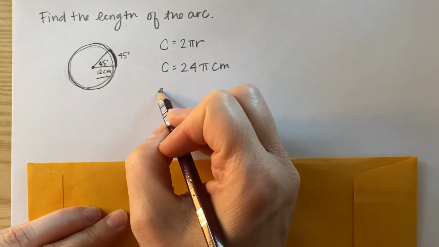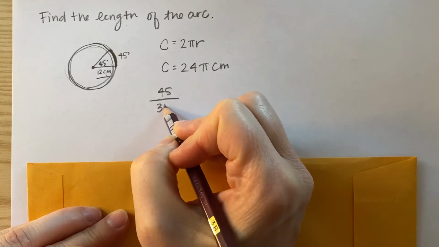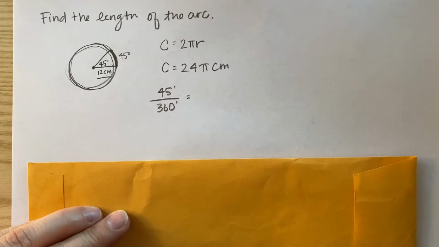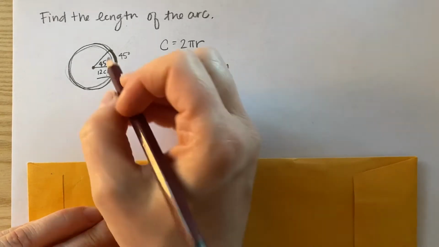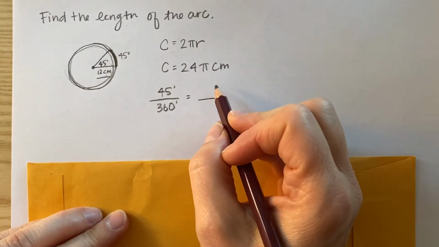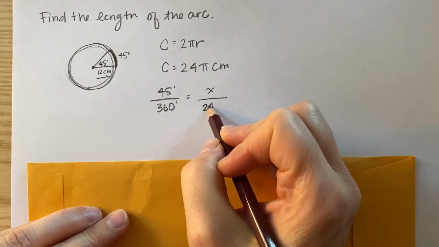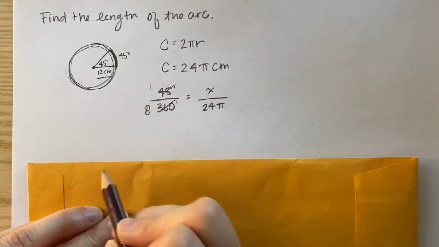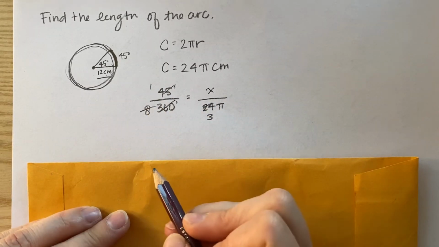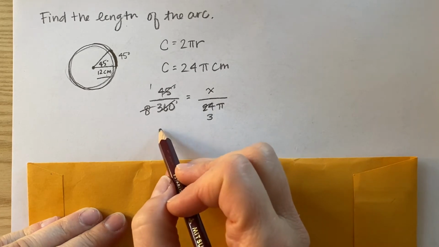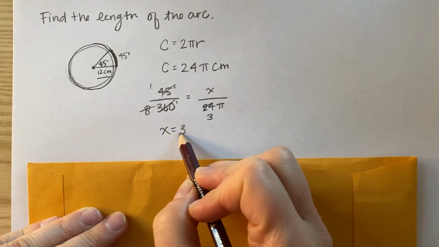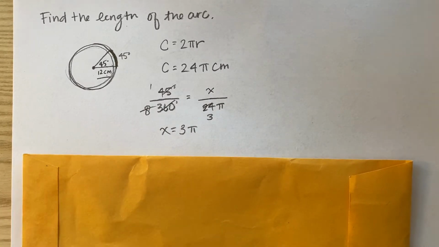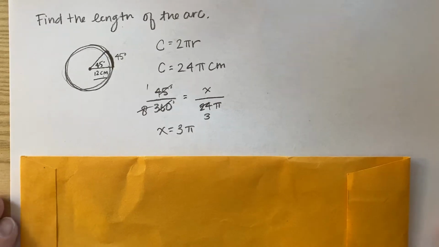So we can say part over whole, 45 degrees over 360 degrees, the part of the circle that we're concerned with, is equal to x over 24 pi, the part of the circumference that we are concerned with. Now, that is going to cancel to be 1/8. I don't know if you knew that, but you can cancel that way too. And you get x is approximately 3 pi. Hooray! How exciting. So that's just a geometry problem to remember.